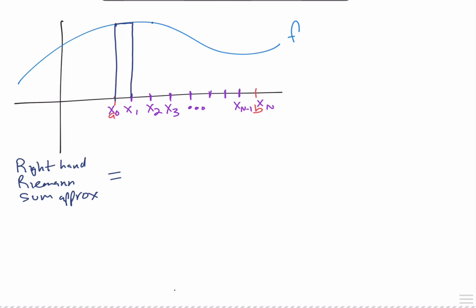So notice, what's the height of the first rectangle? f of x sub 1. The second is f of x sub 2, right? The third is f of x sub 3, right? Well, you can't tell from the picture, but we're using the right tip of the rectangle to evaluate the function. It just happens that they're almost the same in this example, the first point, anyways. But yeah, we're using the right tip this time. So the next one right here would be f of x sub 4, right?